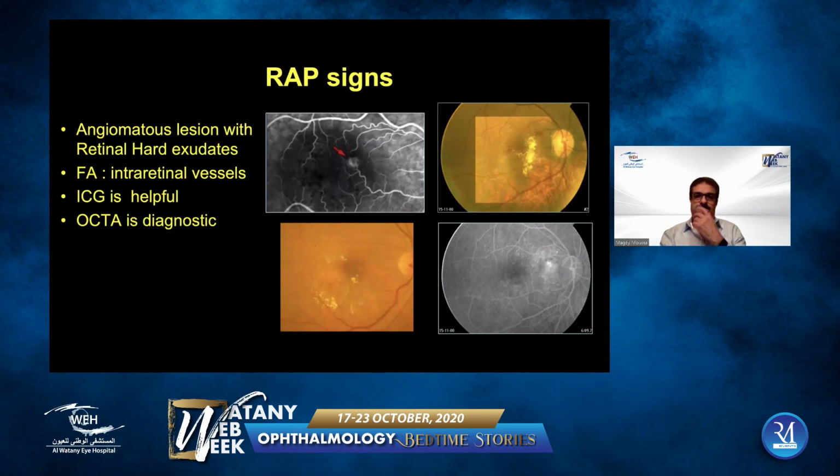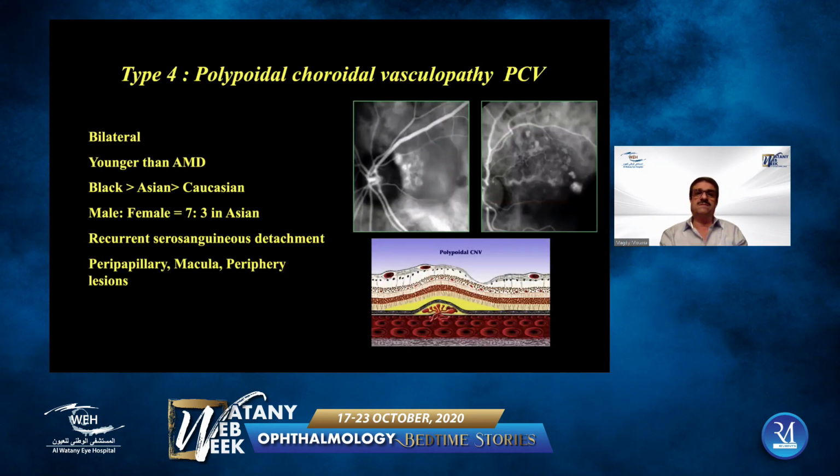The fourth type is polypoidal choroidal vasculopathy, which is considered, again, a type of wet AMD, and nowadays they call it different things, like macroaneurysmal formation, but we still call it PCV. It's bilateral, happens at a younger age, sometimes early 50s, in Black, Asian, and Caucasian patients, mostly Black. The male to female ratio is 7:3, with recurrent serous detachment.